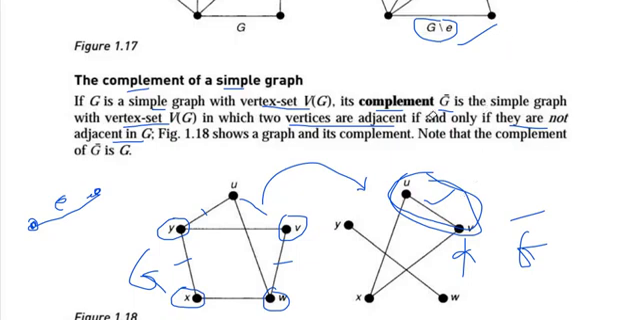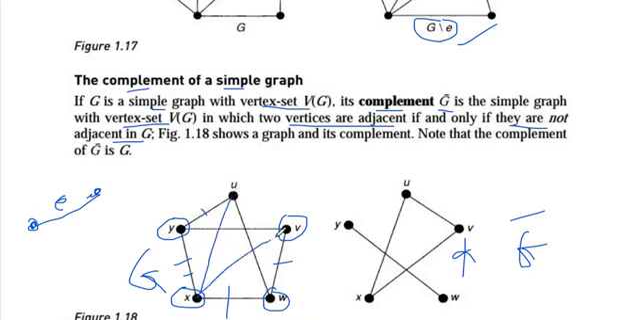So in short, you have to draw the complement like this: if there is no edge in G, there is an edge in G bar. Here we have to remove the existing edges and make the other adjacent edges. It's called complement.